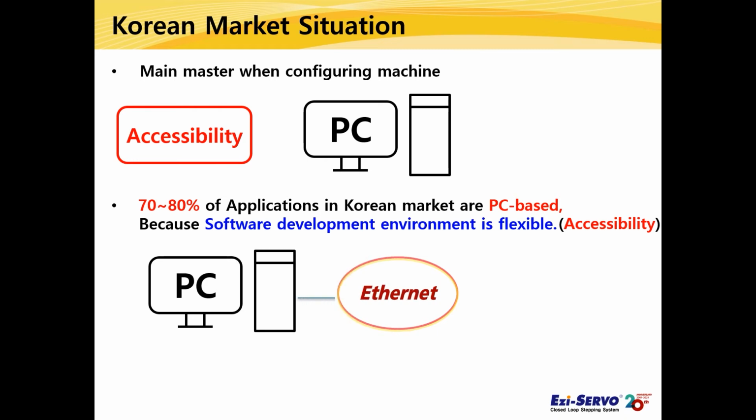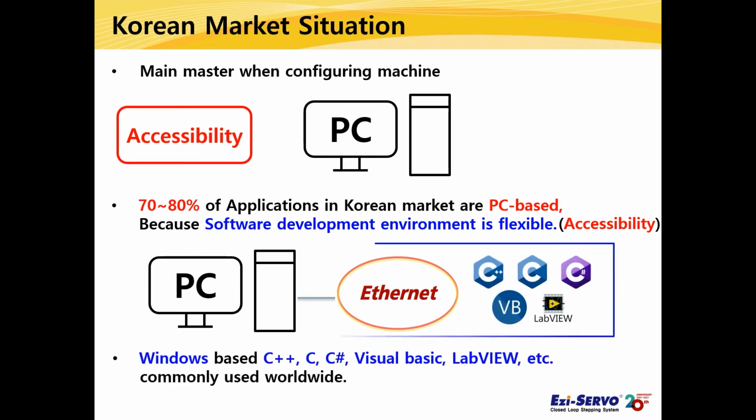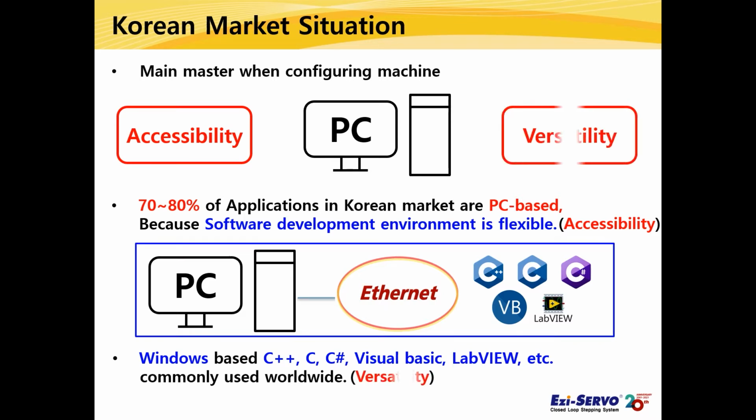In addition, the most widespread software development environment in the world is PC, and Windows-based C++, C, C#, Visual Basic, LabVIEW, etc. can be used commonly. Thus, it has good versatility. Therefore, FASTECH Ethernet products provide an API for these programming languages, making them ideal for various customers' software development environments. Like this, when configuring the machine, FASTECH's Ethernet products are used as a suitable solution in the Korean market. That accessibility and versatility are important.